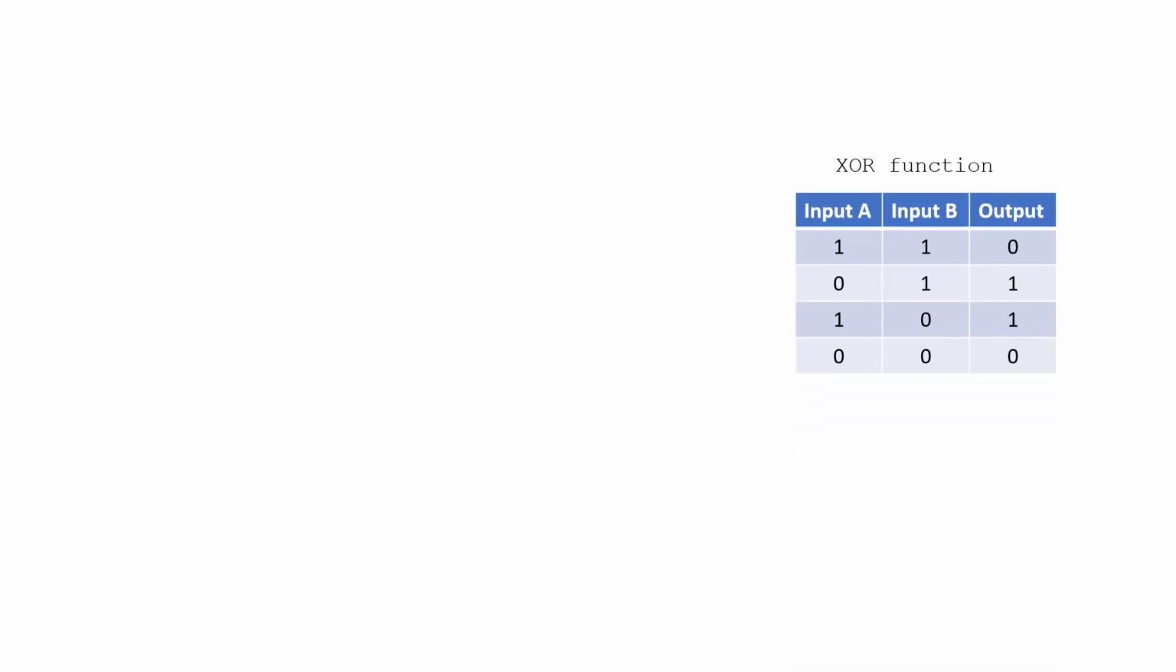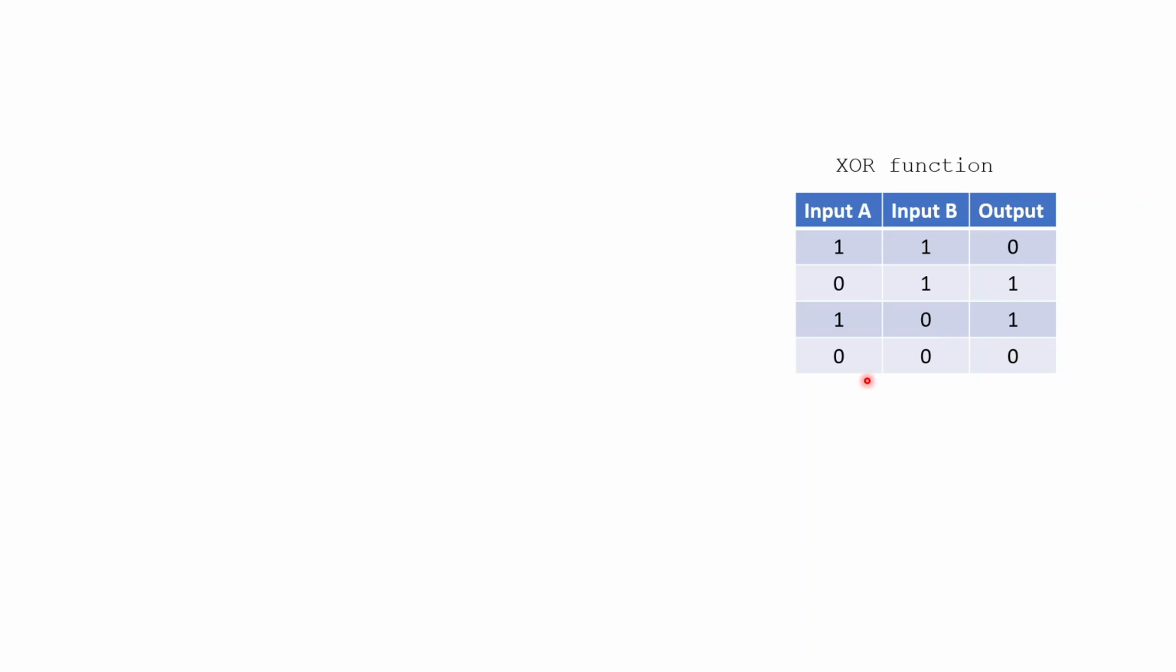So if we have a neural network, we want it to be able to do something, and the function I've chosen for it to do is an XOR function. So let's have a little bit of a look at the XOR function. The XOR function is an exclusive OR function. It has two inputs, input A and input B, and one output.